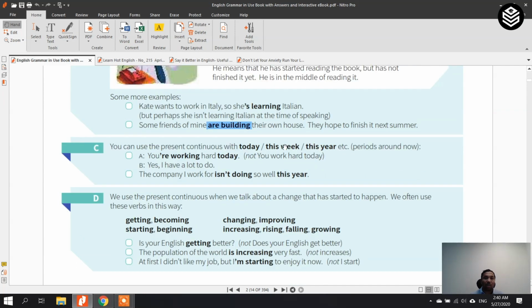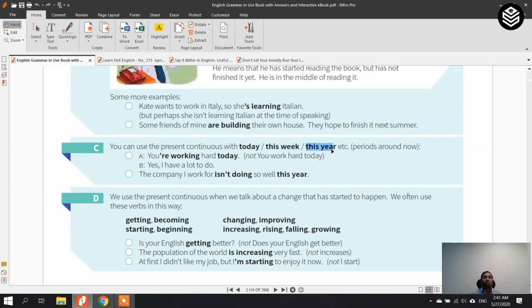Okay, so there is another situation. You can use present continuous with today or this week. You know the base condition for present continuous: something is happening at the time of speaking. But here there is an exemption, that you can use the present continuous even with this week or this year.